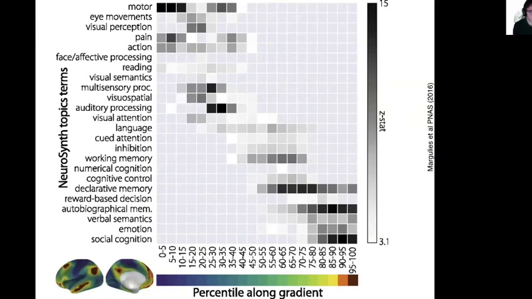And you can see how those percentiles load onto different functions that really go from unimodal idiotypic areas to the most advanced multimodal integrative regions. So you're going from motor, eye movement and visual perception to autobiographical memory, verbal semantics, emotion, and social cognition, which are the integration of the input from motor and eye movement that you're going to integrate and process, the highest level of function at this level.